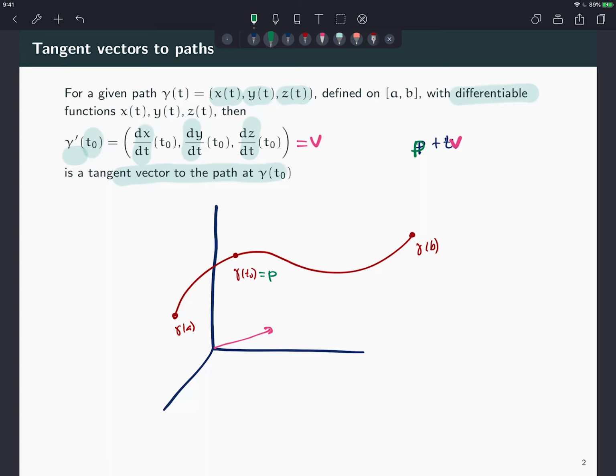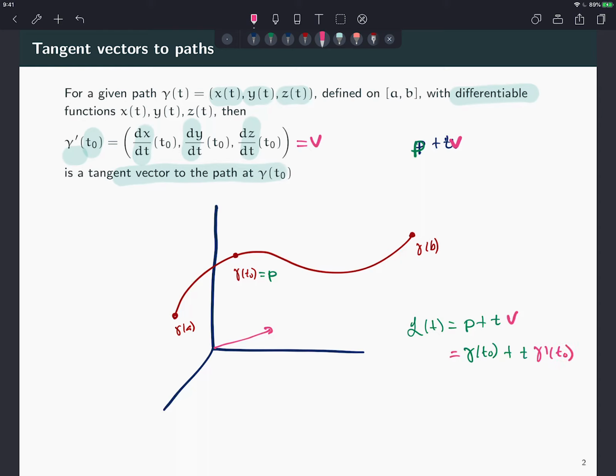You want a tangent line that goes to the point p in direction of v, so the tangent line would be like, L of t would be p plus t times the vector v. So in this, if you want to write it down, it would be like the gamma of t0, that's your p point, plus t times the tangent vector, which is gamma prime at t0, right?